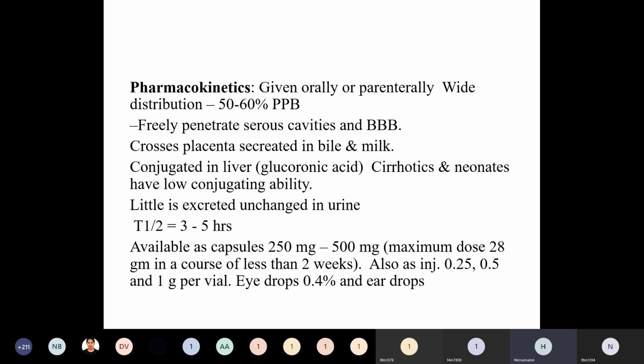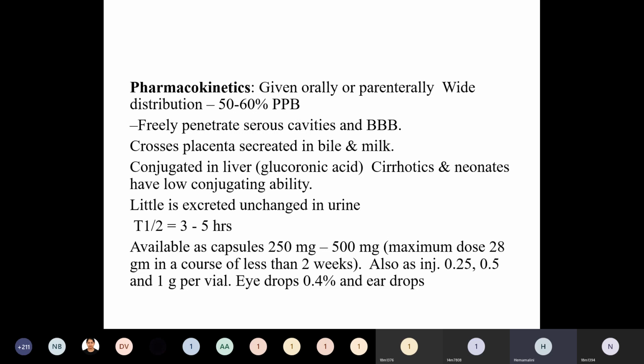Coming to pharmacokinetic properties, it's given orally or parenterally. It has wide distribution, 50 to 60% plasma protein binding. It freely penetrates serous cavities and the blood-brain barrier. It also crosses the placenta, and is secreted in milk and bile. In the liver, it's conjugated with glucuronic acid, and neonates have low conjugating ability. Little is excreted unchanged in the urine. Half-life is 3 to 5 hours.